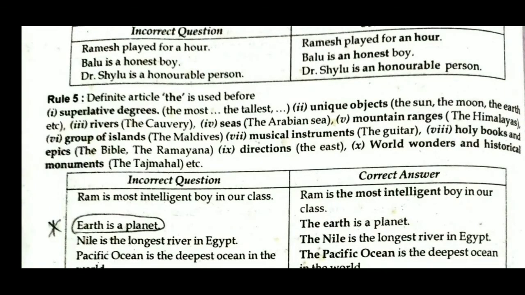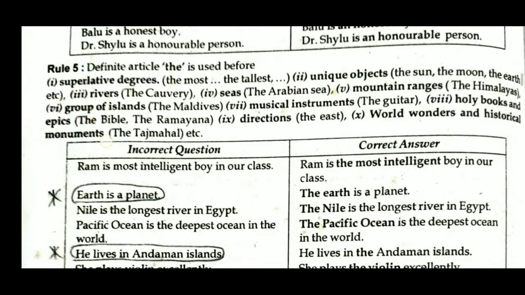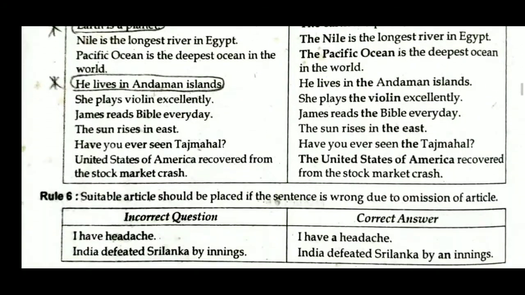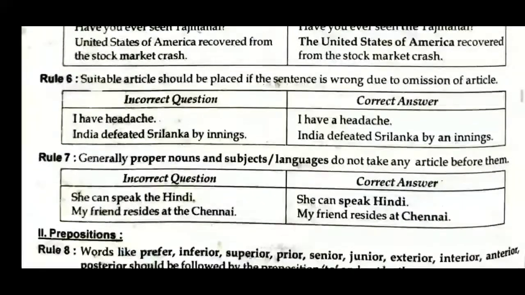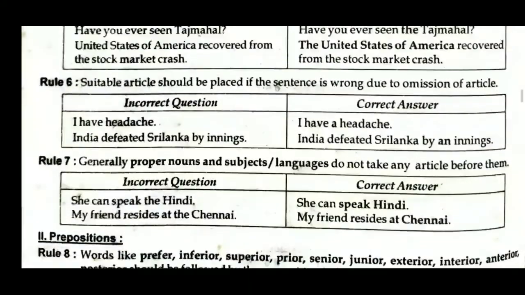Article the is used before superlative degrees, unique objects, rivers, seas, mountain ranges, group of islands, musical instruments, holy books and epics, directions, world wonders, and historical monuments. Before these, you have to use the. Suitable article should be placed if the sentence is wrong due to omission of article.